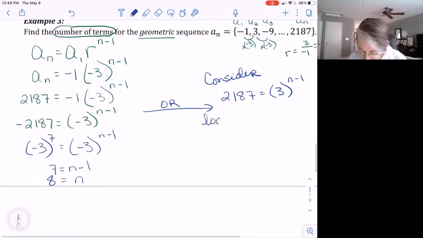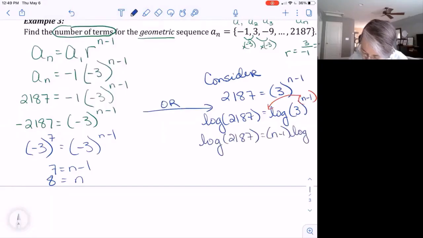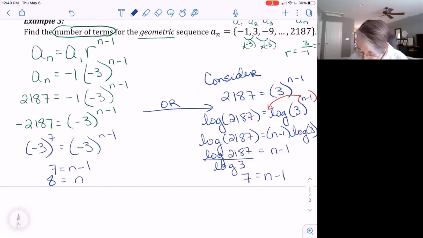So we could take the logarithm of the left, 2187, and then the log of the right, 3 to the n minus 1. That allows us to move that entire exponent to the front. So we would get n minus 1 equals the log of 2187 divided by the log of 3, which is actually 7. If you put it in your calculator, add 1 to both sides, and we also get n equals 8. So again, let me stress, I want you guys to pay attention.